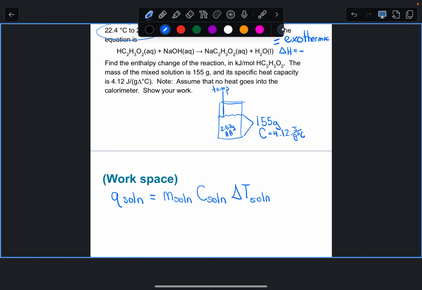Now, it's not wrong if you just write MC delta T. Just make sure you're putting in the right pieces of data there. All right, so why don't you go ahead and plug these in and calculate the Q of the solution, and then just change the sign for the Q of the reaction. I'll give you a minute and then I'll start working it up here as well.